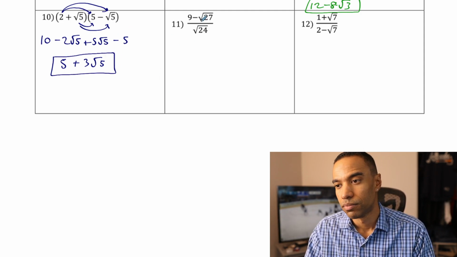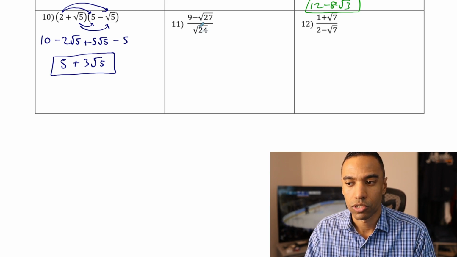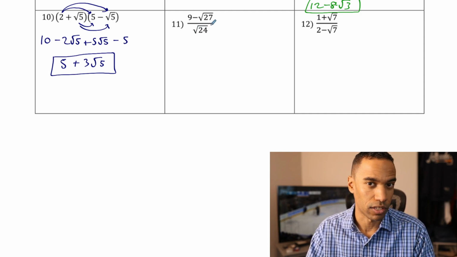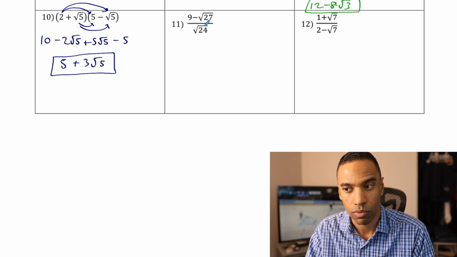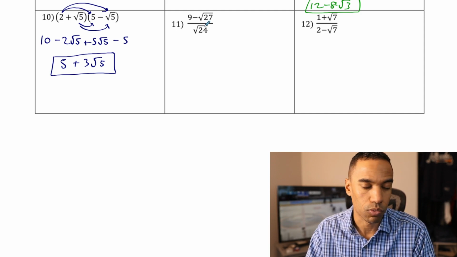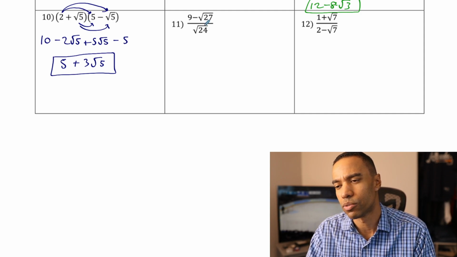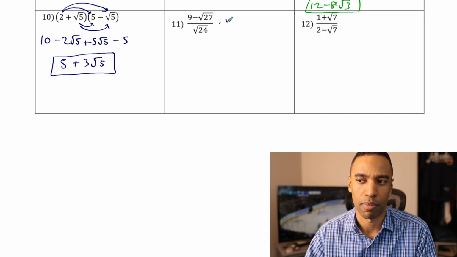Number 11. This is kind of similar to, well, let me talk about this first. Our goal is to rationalize the denominator. 24 itself is not a perfect square. I can simplify it, and I'm going to eventually, but I just want to first make mention that right now it's not like root 25, which would turn into 5. Root 24 would be 2 root 6. So it'd still have an irrational. So to rationalize the denominator, we'd have to multiply top and bottom by the same thing.